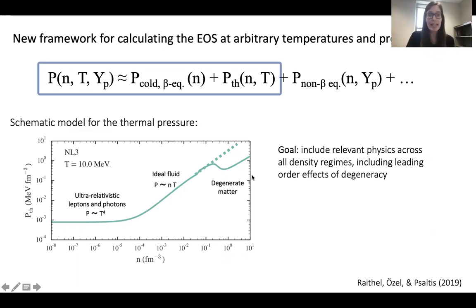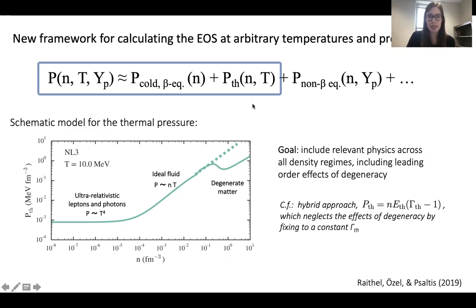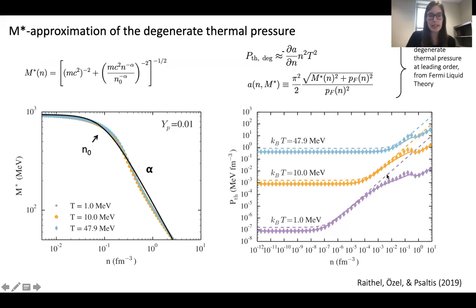And so the goal of this model, of course, is to include all of this relevant physics in our thermal correction term. This should be contrasted with the hybrid approach, which is also used in the literature and is similar to the expression I have shown here. But in the hybrid approach, by using a fixed thermal index here, this is really just the same as taking this ideal fluid approximation to very high densities, which you can see even in the schematic model, and you'll see again on the next slide, significantly overestimates the thermal pressure and is not including these more realistic effects.